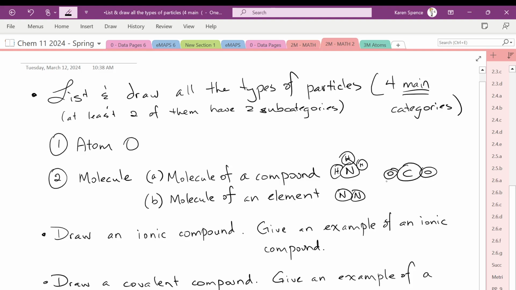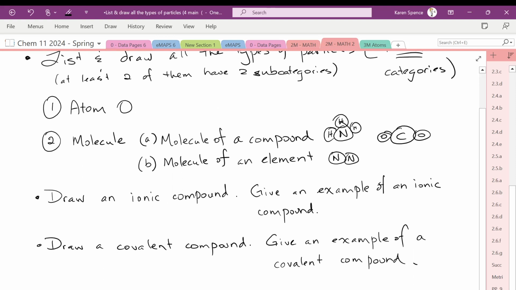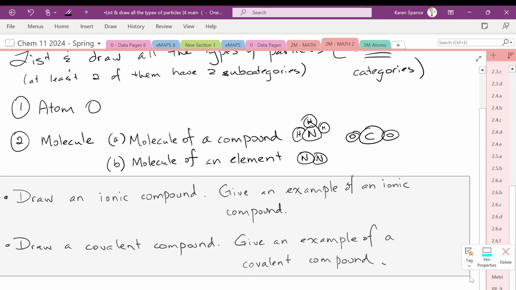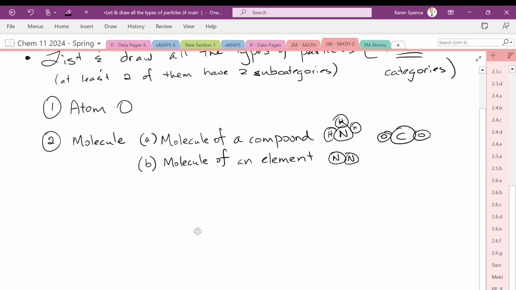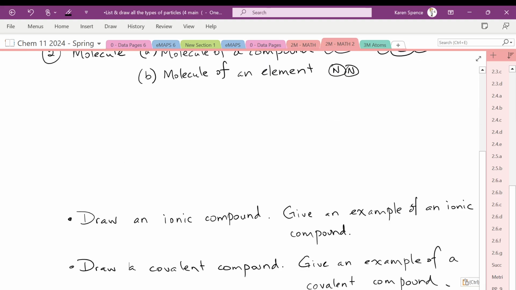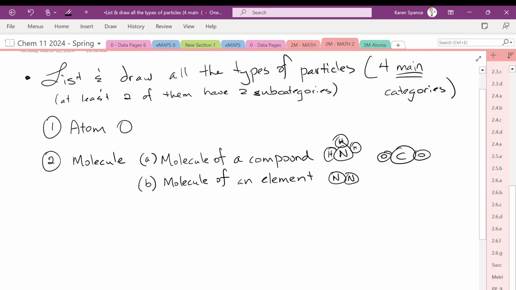All right, I really did not leave myself enough room for this. You know what I can do? I can grab this and drag it down. That's so smart. Okay, I'm going to do that. There we go. All right. So we have an atom, that's easy. We have a molecule, molecule of a compound, molecule of an element. Third type of particle.